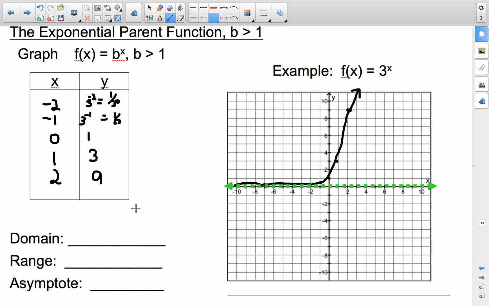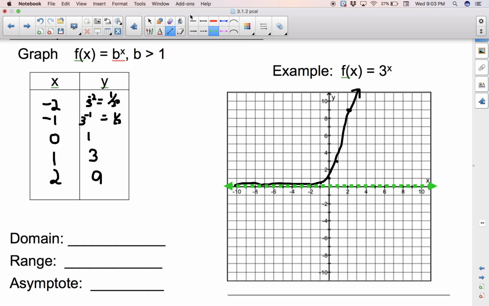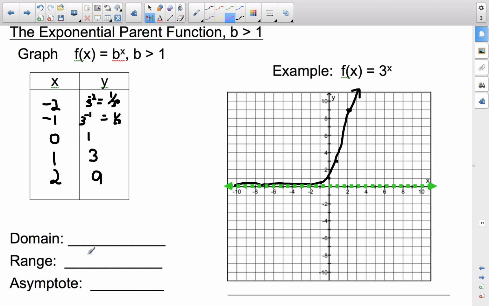All right, so from this, we can get our domain. The domain, you'll notice x can be any real number. There's no problem with x. So x can be any real number.